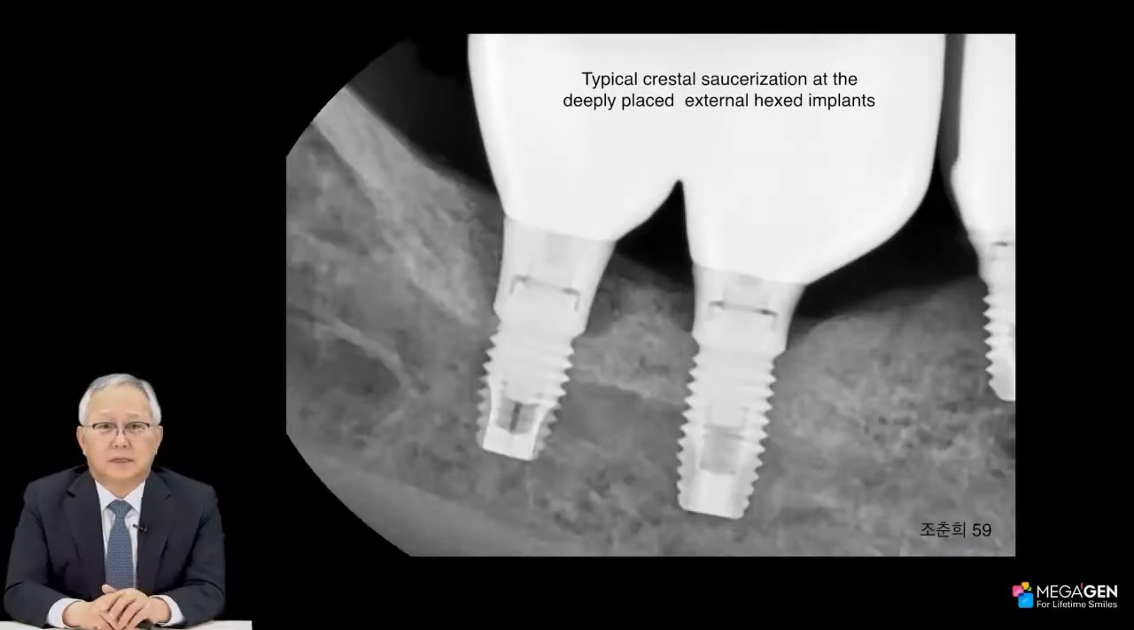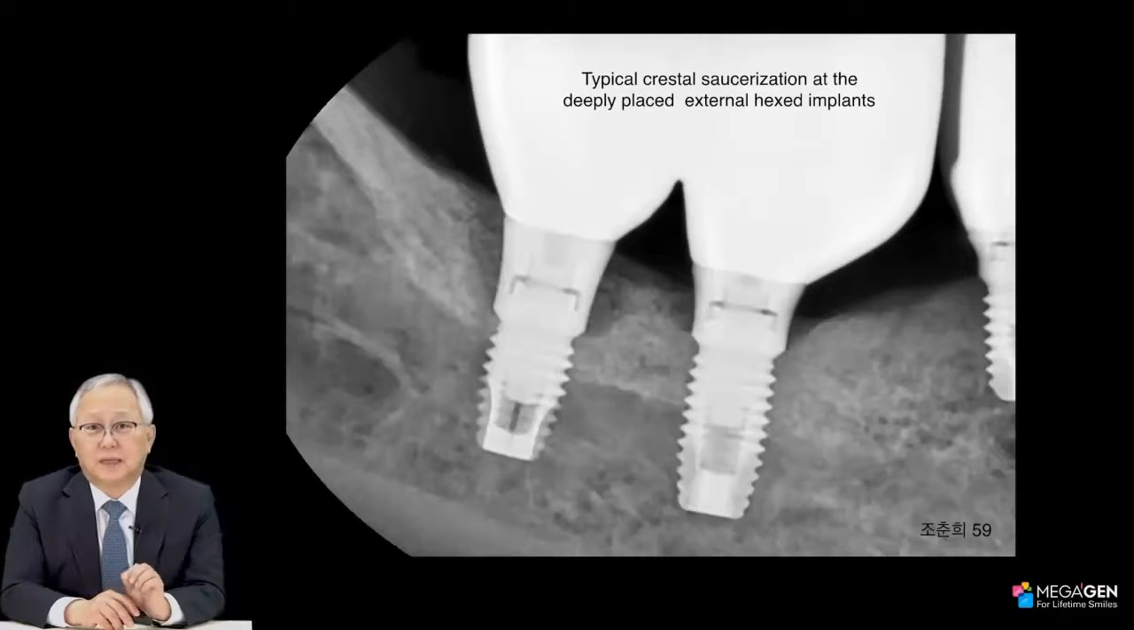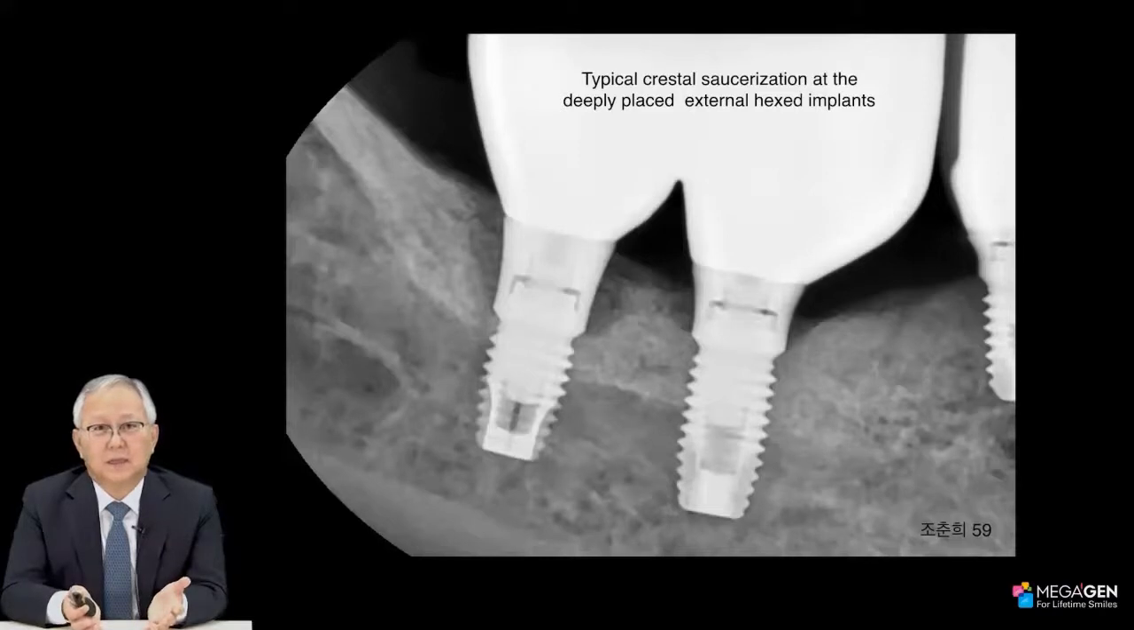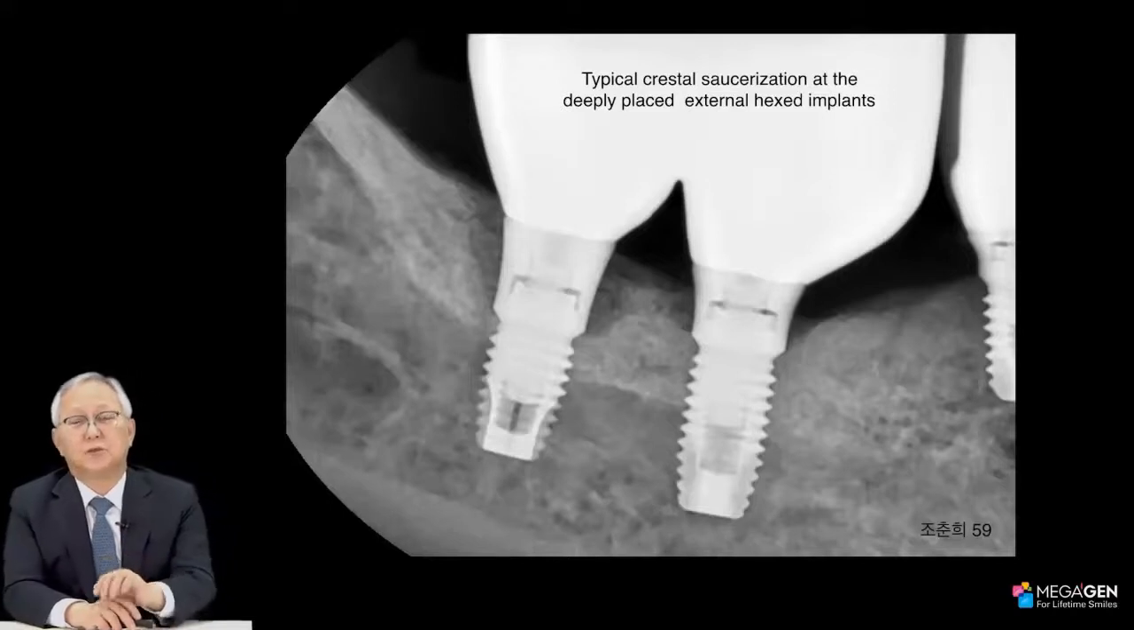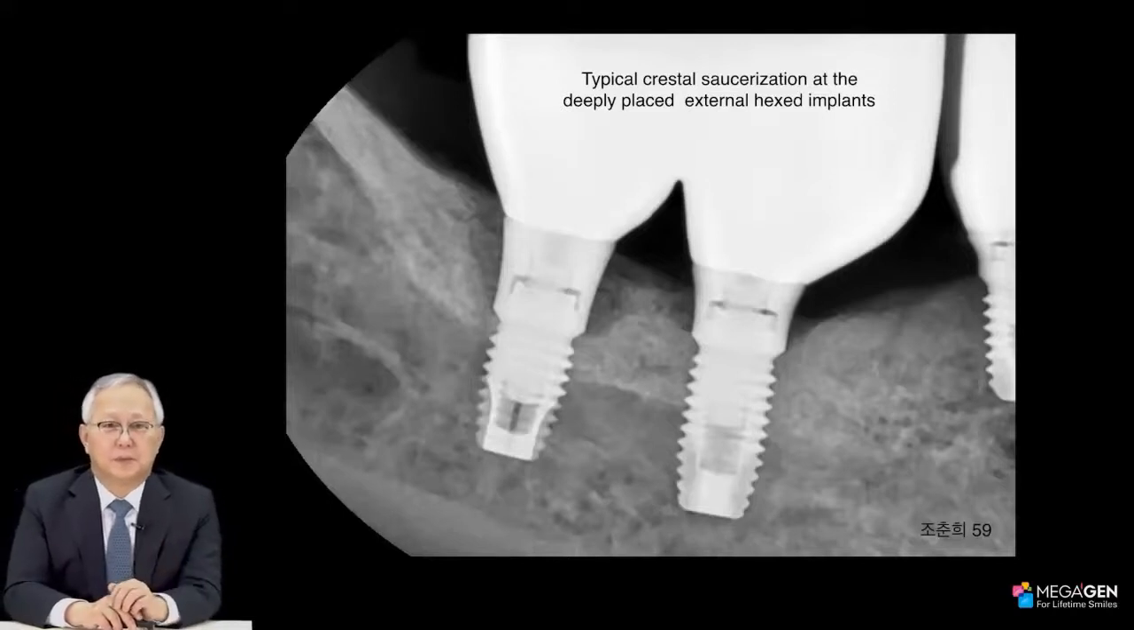And this is another case showing the typical crestal saucerization at deeply placed external hex implants. So there was a common sense when we used external hex implants: a wide saucerization around the implant top. That's why our teachers recommended us not to place implants too deep because of this bone loss.